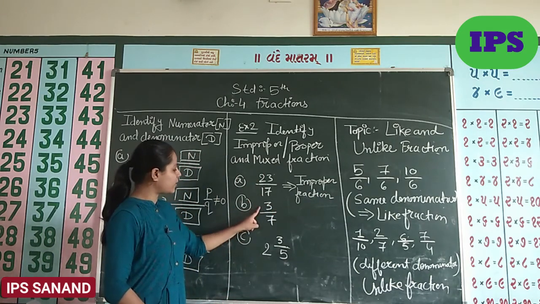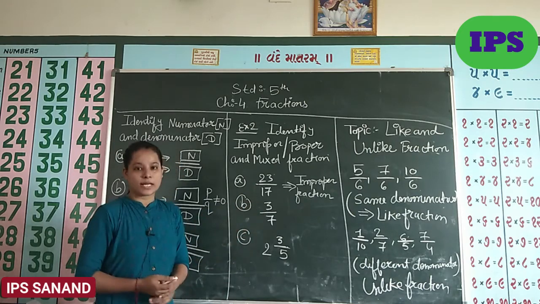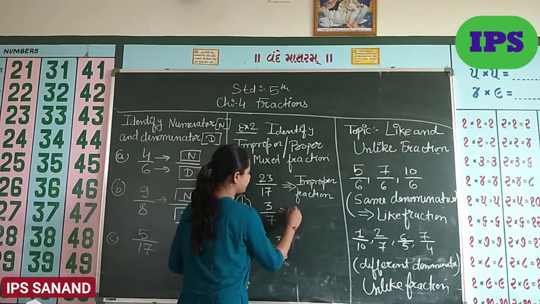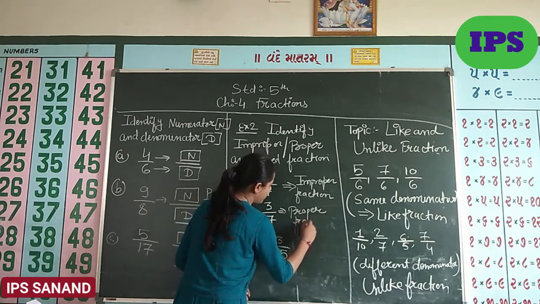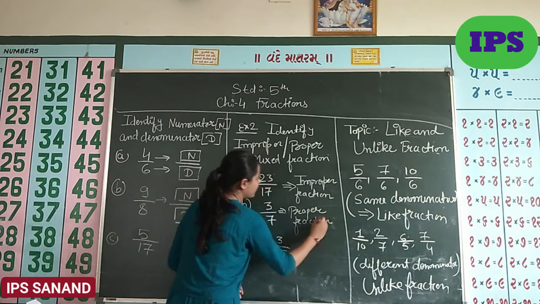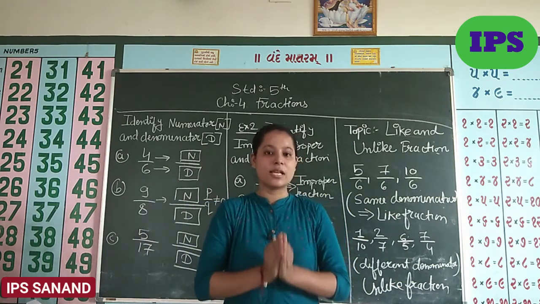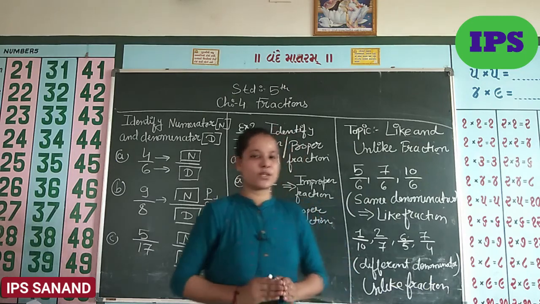Okay, now second question, 3 by 7. 3 यहाँ पे छोटा है, जो कि numerator है, तो ये हुआ हमारा proper fraction. Proper fraction. Okay, proper fractions कौन से fractions होते हैं? वो numbers या फिर वो fractions जिसका numerator denominator से छोटा होता है, वो proper fractions होते हैं.